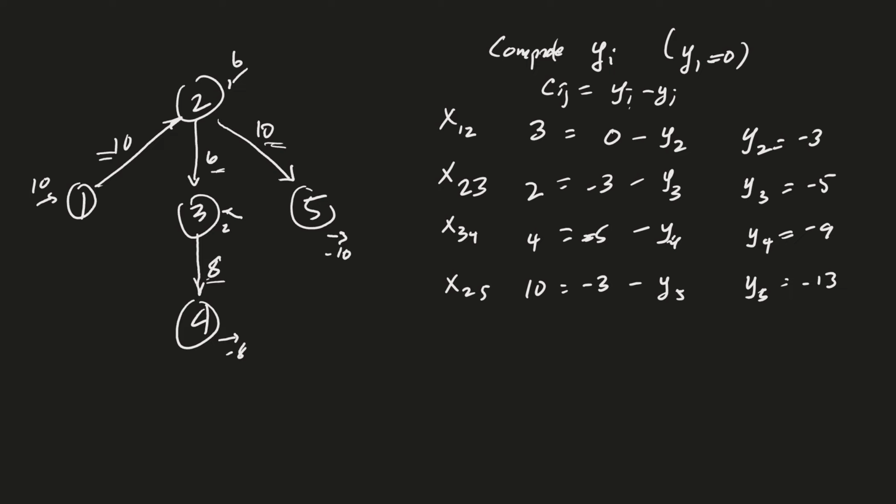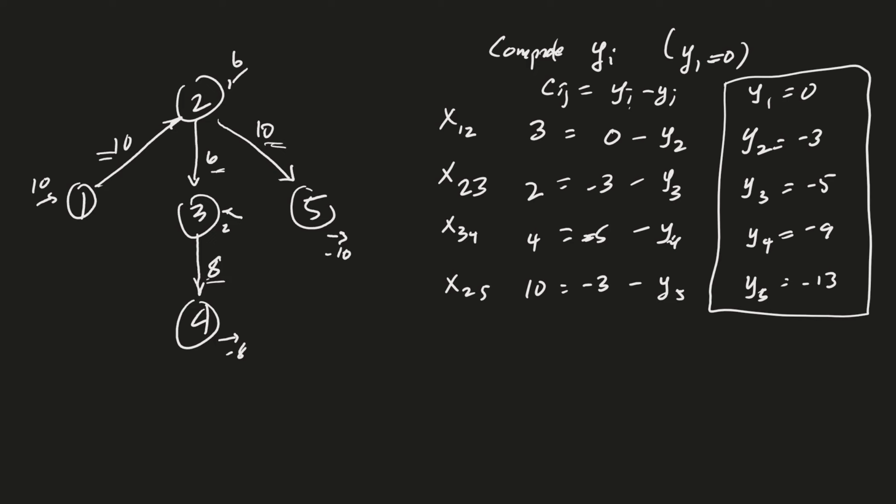Alright, so now we have all of our y's down. y1 is equal to 0. And so we may just keep track of those here. It just happened that they were in order, by the way. I didn't mean for that to happen. Good. Okay, now what's left?